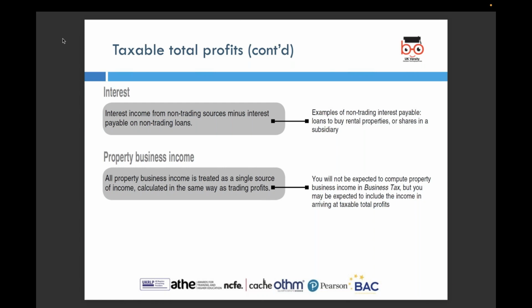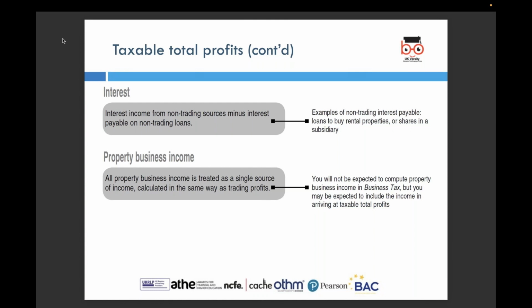Okay, good. So we will start from taxable total profit. In our last lecture, can you see my screen or can you hear me properly? Any issue? No, not at all. All good.